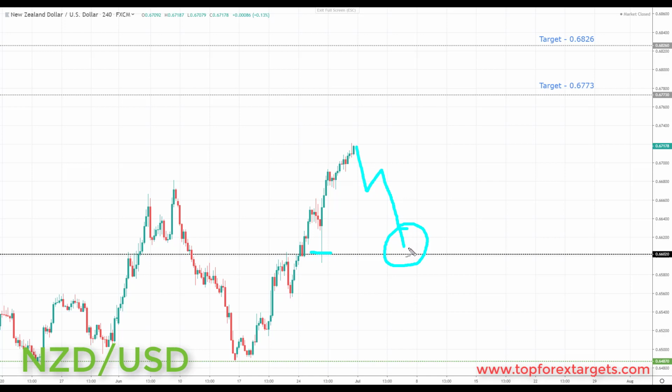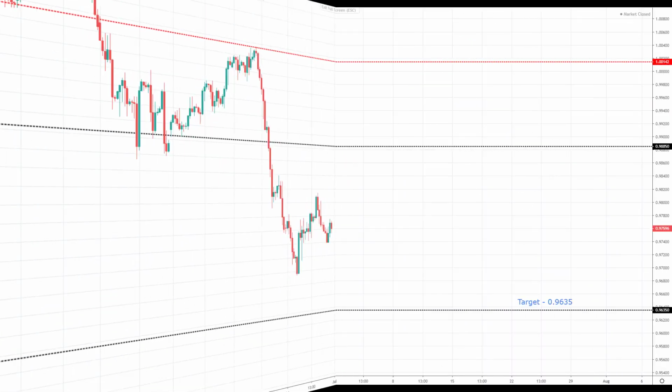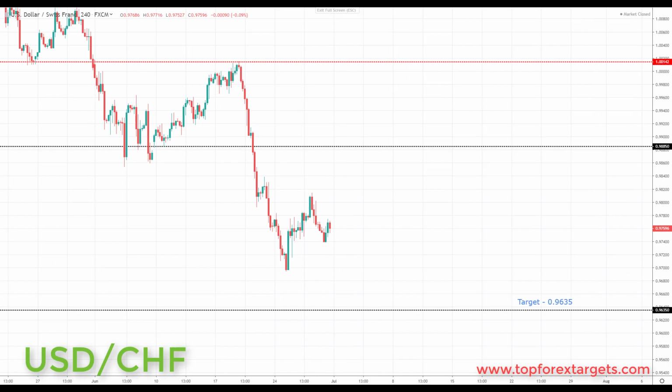And if we get the right kind of bullish formations and patterns in this market, we're going to be looking at initiating longs up towards the next key area of resistance to the upside and the target set, the 0.6773. And if we can get a breakthrough here, we're going to be looking up towards the next key area of resistance to the upside and target 2 at the 0.6826. So the next market we're going to look at is US dollar franc.